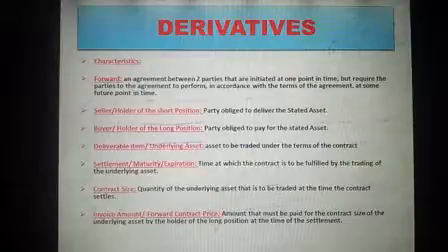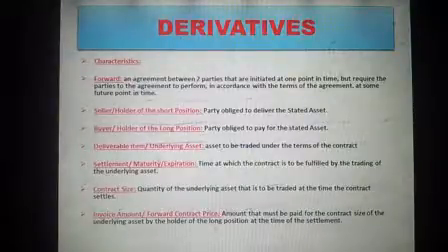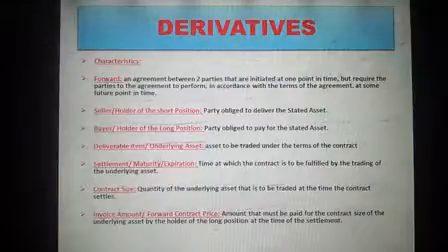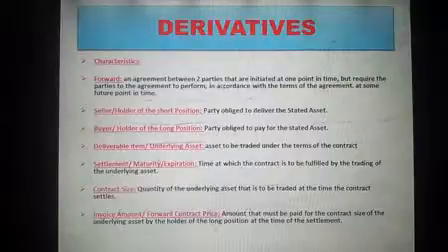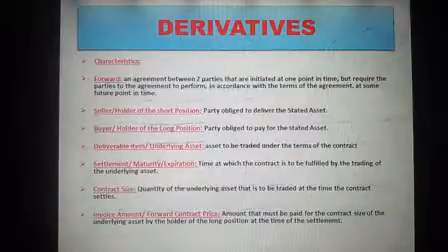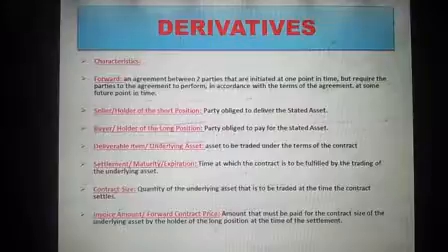Now let us see the most important topic. What are the characteristics of derivatives? First, we will see the important concept, that is forward. An agreement between two parties that are initiated at one point in time but require the parties to the agreement to perform in accordance with the terms of the agreement at some future point in time.